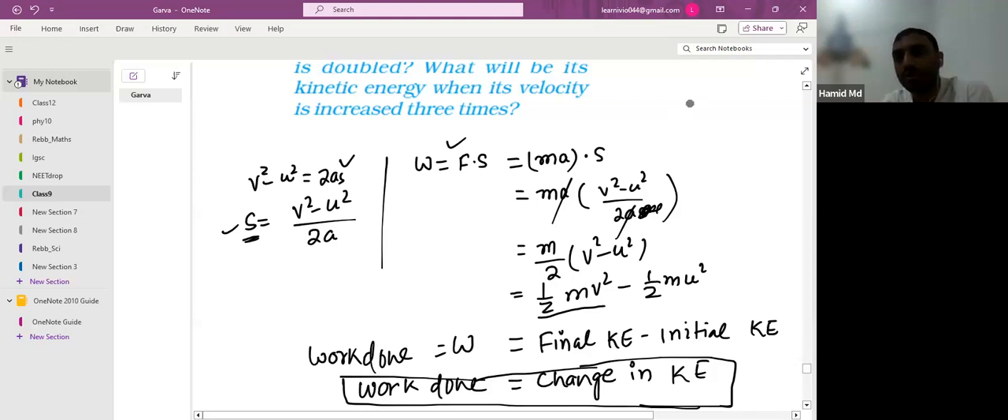Kinetic energy is always half of mass times velocity square. This is the kinetic energy. Any confusion in these calculations? No, sir. So if you understand the concept, then this question is waiting for you.